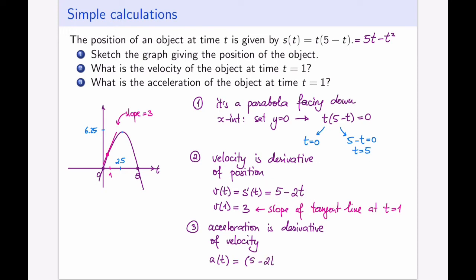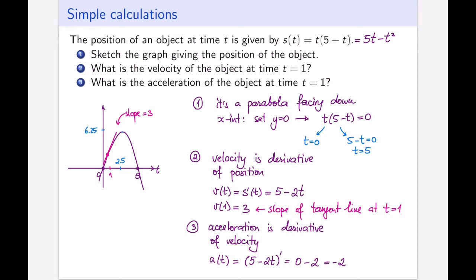I'm going to write that down: (5 minus 2t) prime. And taking a derivative of that, the derivative of 5 is going to be 0. The derivative of 2t is just negative 2. So overall, I have negative 2 as my answer here. The interesting thing to notice is that this is now a constant. The acceleration of this object is always constant at negative 2.